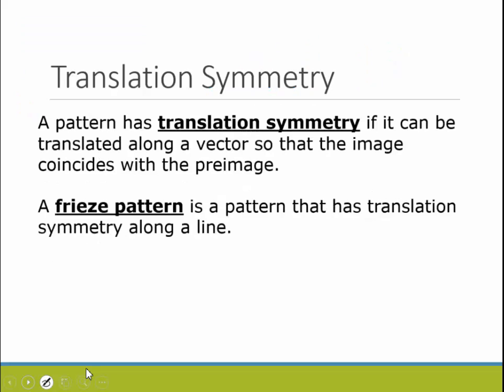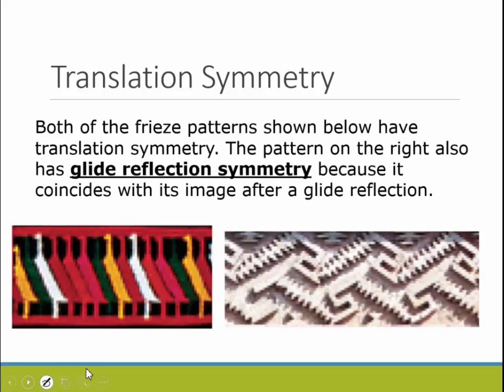A pattern has translation symmetry if it can be translated along a vector so that the image coincides with the pre-image. So I can just slide it and it matches up. A frieze pattern is a pattern that has translation symmetry along a line. So both of these things right here are frieze patterns that have translation symmetry. You can think about each one of these ducks: it just gets slid over and then it repeats. It's the same duck over and over again, just translated along a vector.